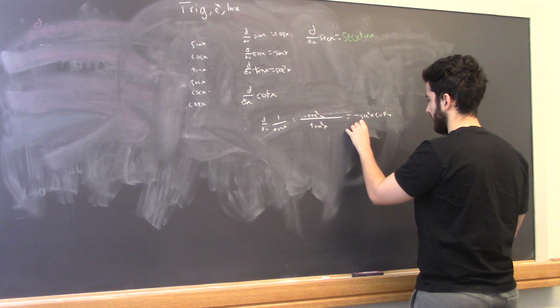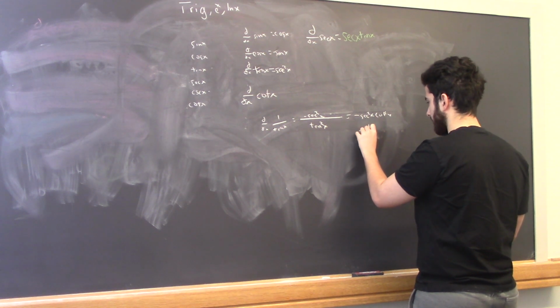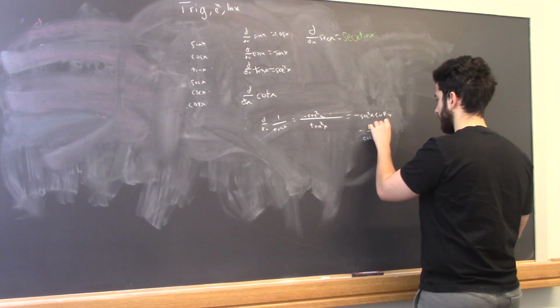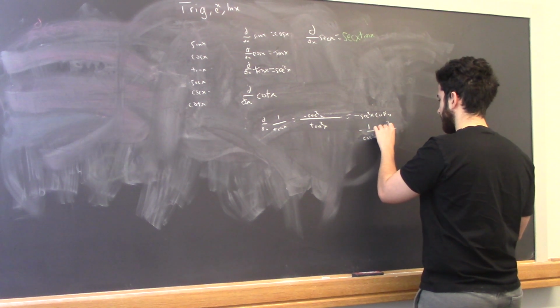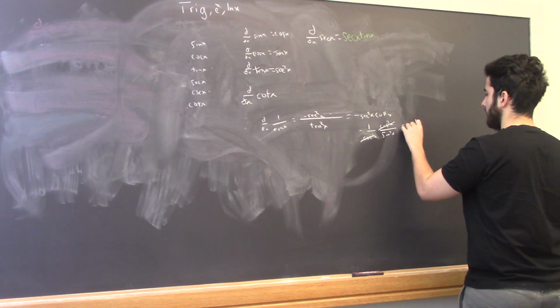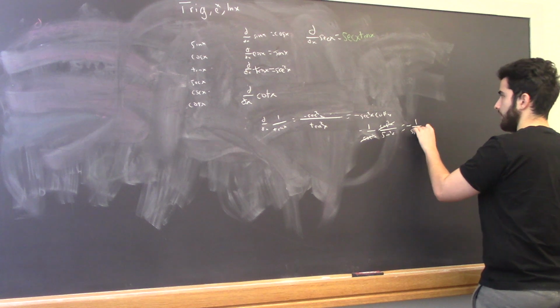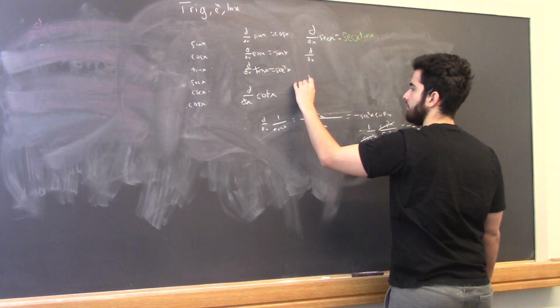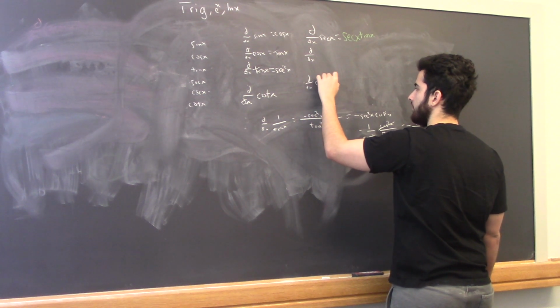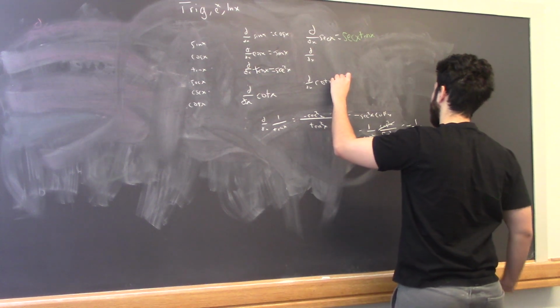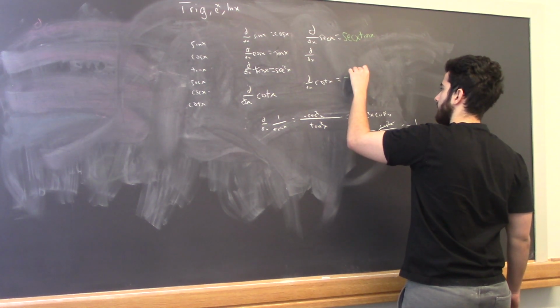I think we can, because we get negative 1 over sine squared of x, or sorry, cosine squared. And then you get cosine squared of x over sine squared of x. The cosines cancel out. You get negative 1 over sine squared of x. So the derivative with respect to x of cotangent of x is negative cosecant squared of x.